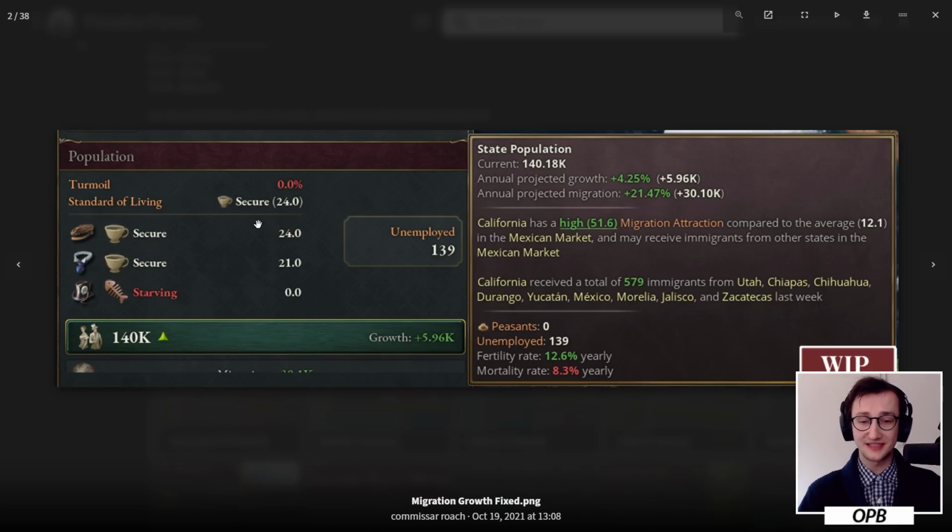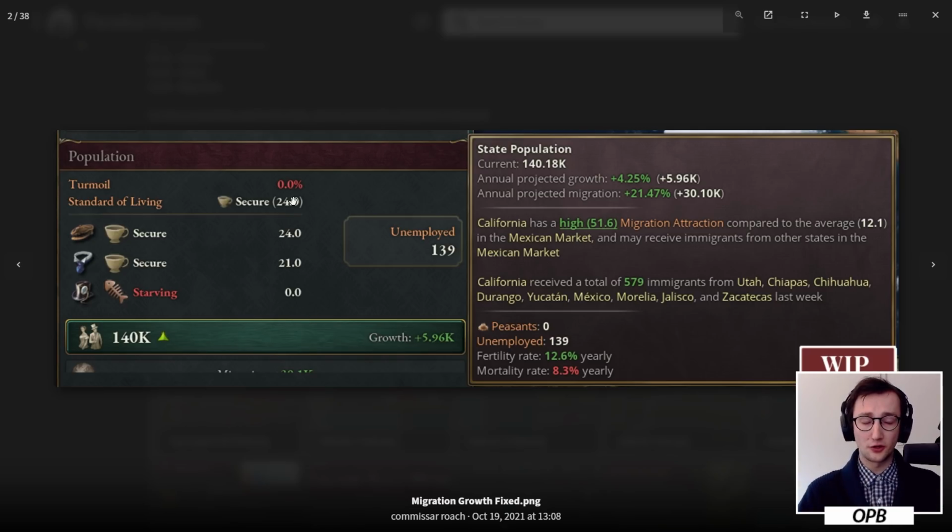You can also see what the general standard of living is, and secure is pretty good. The rich ones appear to be starving. The poor are, and the middle class are secure. I would argue, basically, maybe there are no rich in California. It's a good question, because they must all be unemployed to have a state of 0 for this.